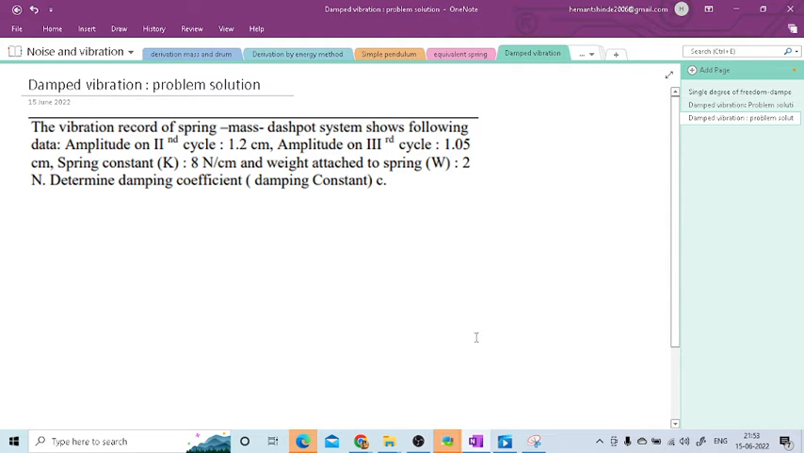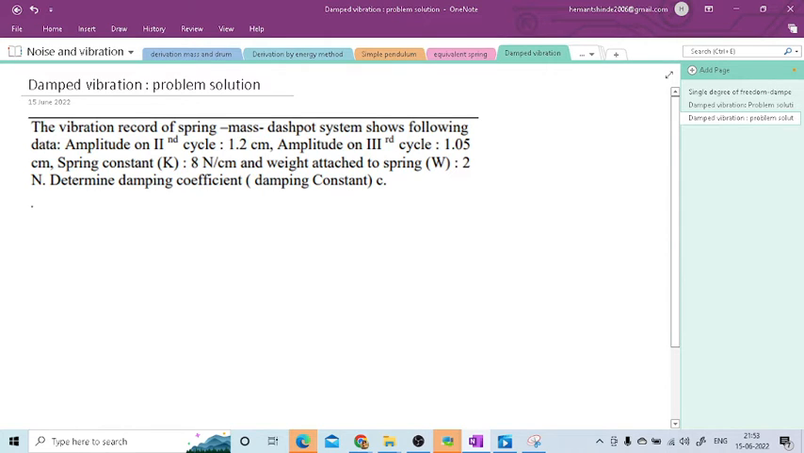Hi friends, so here I am going to solve the third problem on the damped vibration. Previously I have uploaded the two problems on the damped vibration. This is the third one. Okay, so just read out the problem statement, then we'll see how to solve this problem.